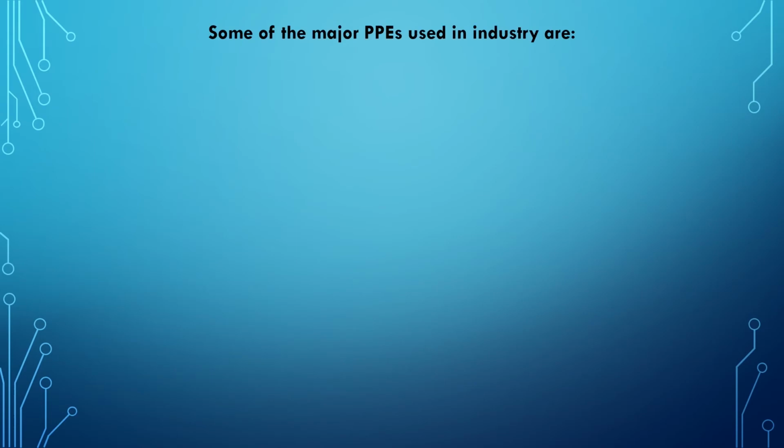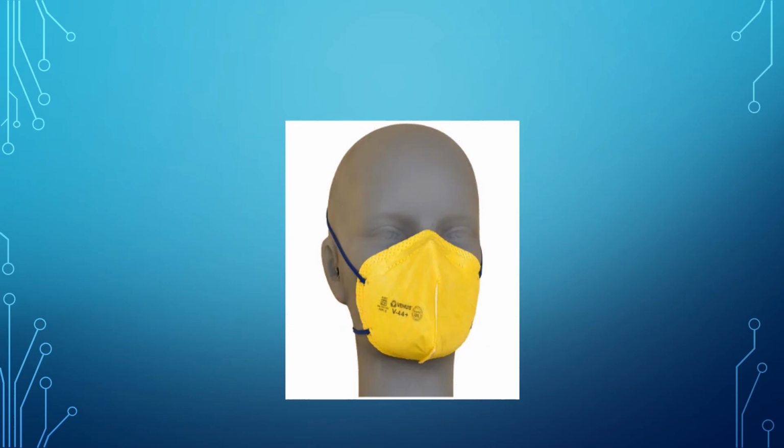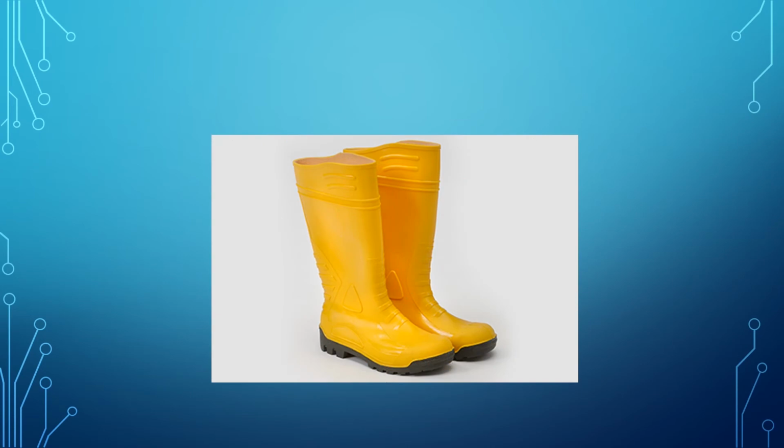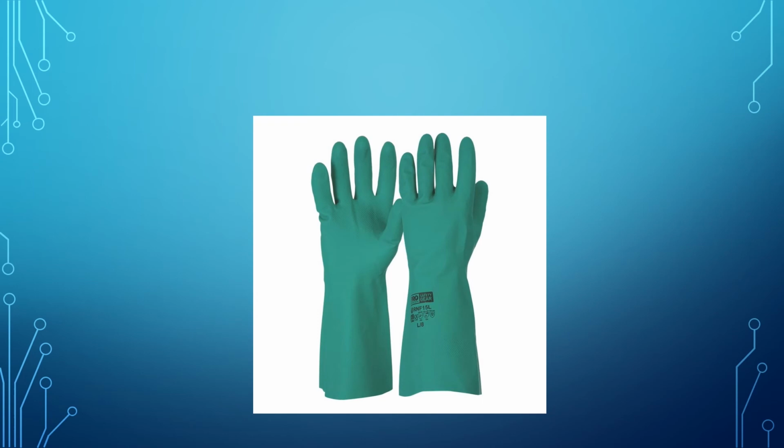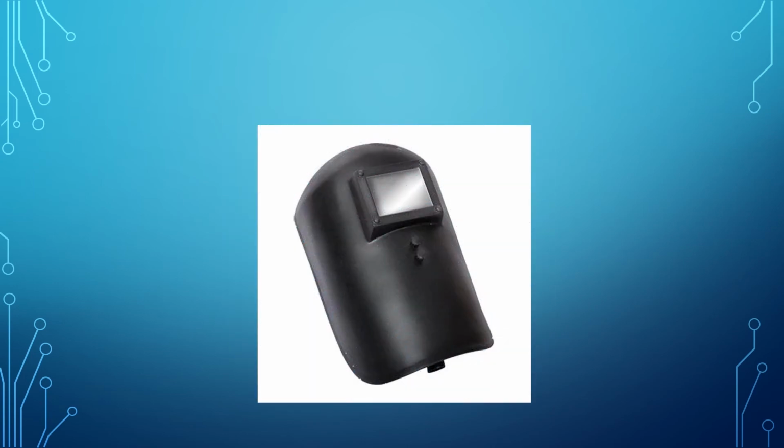Some major PPEs used in industries are: you can see the hat, the mask, the boots, the gloves, the eye shield, another type of eye shield, and the kit.